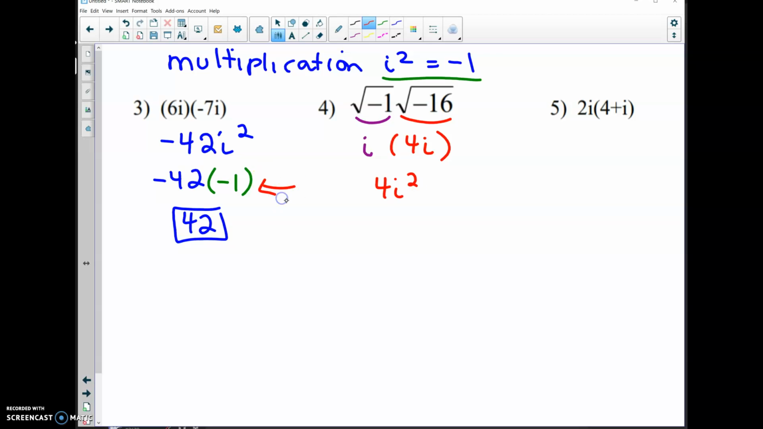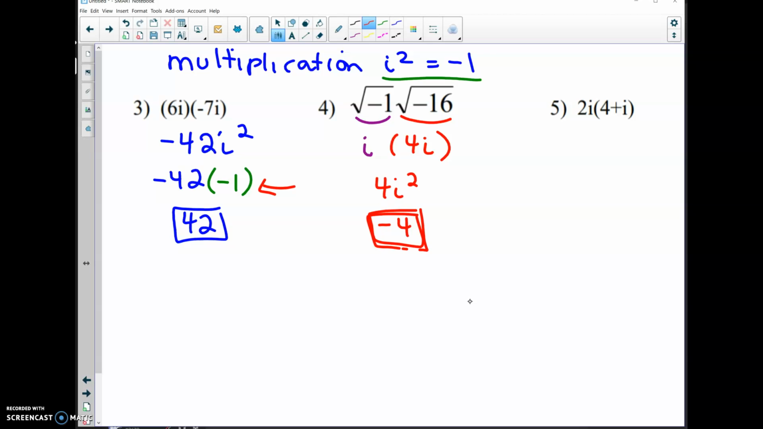Do you need to always do this step? No, you can always just change it to negative 4 times negative 1. So this is your final answer. Do you need to show this step here? No, you don't have to. As long as you know what's going on, you can go right to changing the coefficient to its opposite.